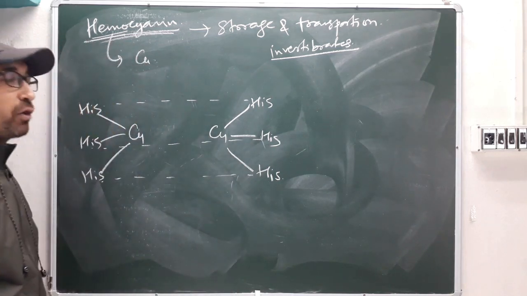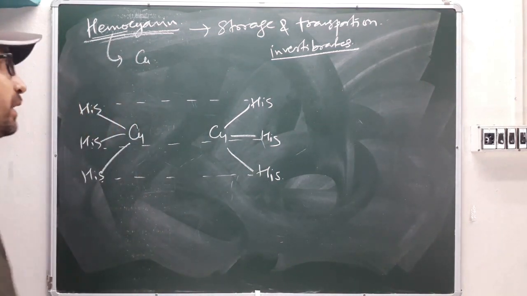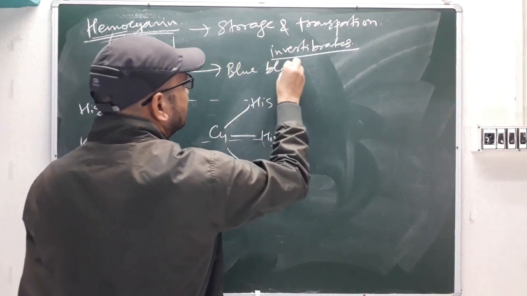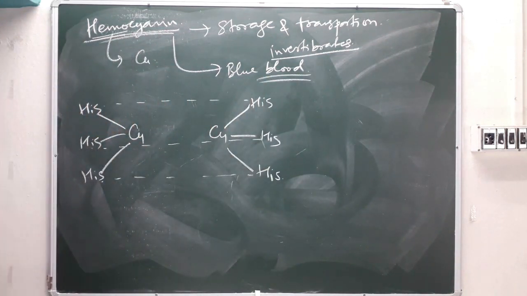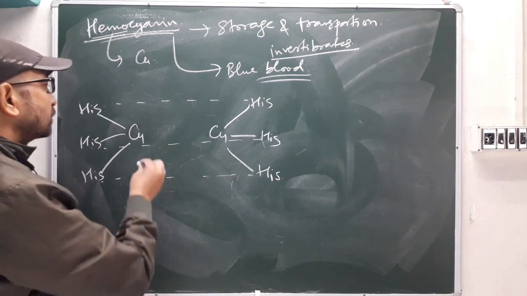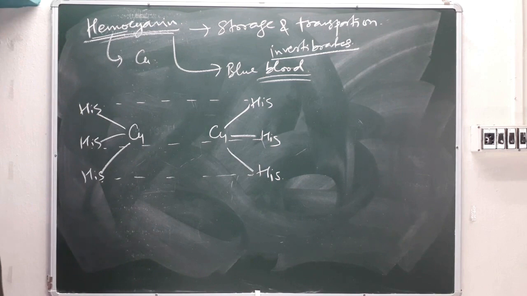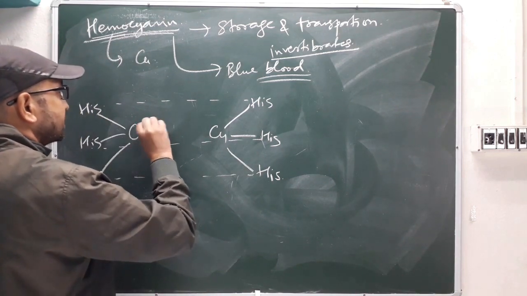So this will be the deoxy form of hemocyanin, and hemocyanin we call blue blood. Due to copper it is called blue blood; the color appearance is blue, right? So this is the deoxy form, and if it is in the oxy form, how will it be? How is it going to attach the dioxygen?